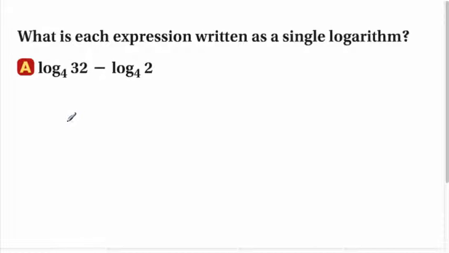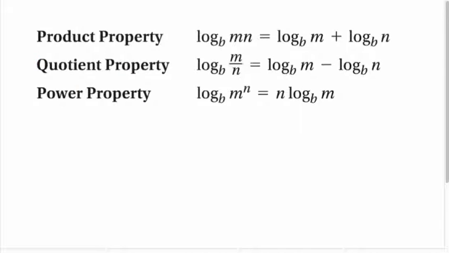It says, what is each expression written as a single logarithm? So the first thing I do is I note that my bases are the same. That's a good thing. That means I can combine them. And then I notice here that I have subtraction. Now if I go back to my properties, subtraction has to do with the quotient property. So I'm going to do something to this effect here.